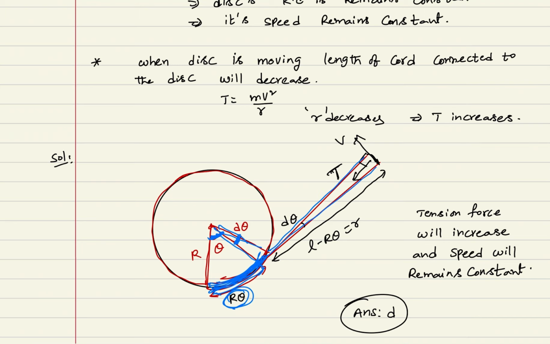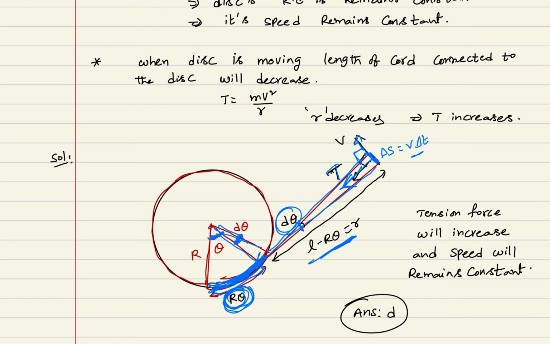Then I have written the remaining length which is unwound. As the total length of the cord is L, and r theta is wound, the remaining length is L minus r into theta, and this angle is also theta. This distance is delta s, which we can later write as V into delta t, but it is not required in this case. The tension in the thread I have taken as T. Observe this carefully.